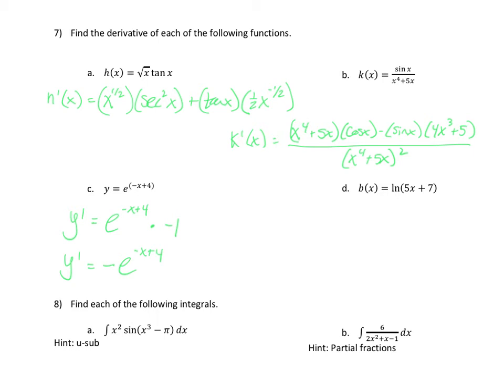And then b of x is the ln of 5x plus 7. And the derivative of the ln of some stuff is 1 over the stuff times the derivative of the stuff. So b prime is going to be 1 over 5x plus 7 times the derivative of 5x plus 7, which is 5. So that ends up being 5 over 5x plus 7.